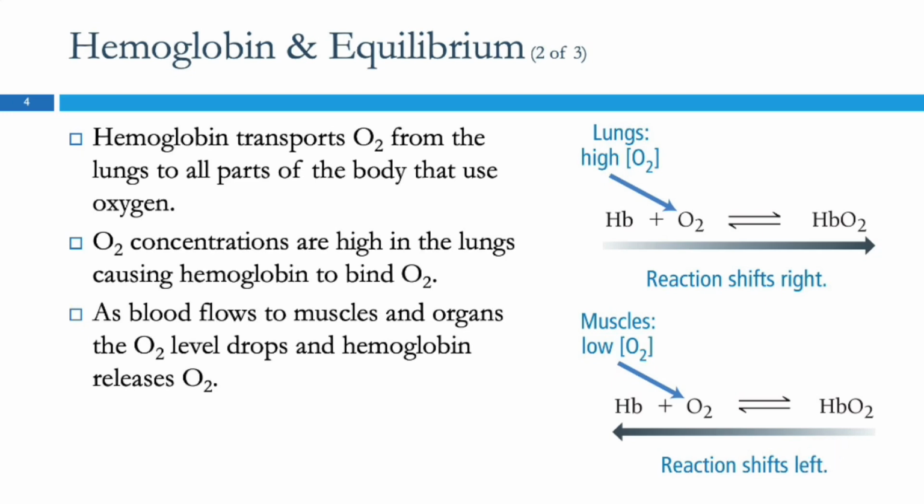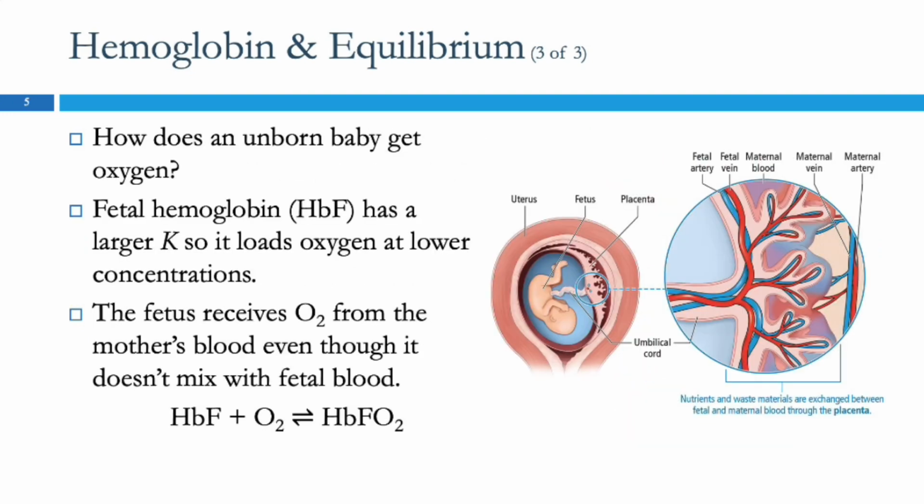And so it really is a remarkable system where in the lungs, where there's lots of oxygen, the hemoglobin will pick up the oxygen, and as it goes through places where there is less oxygen present, it lets go of it and provides oxygen to those tissues. So that's how it works in your blood.